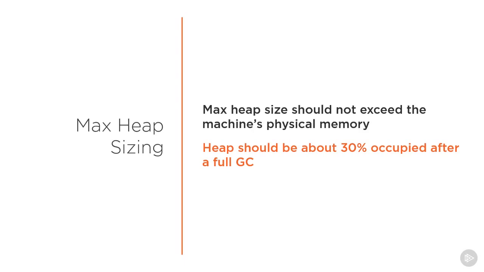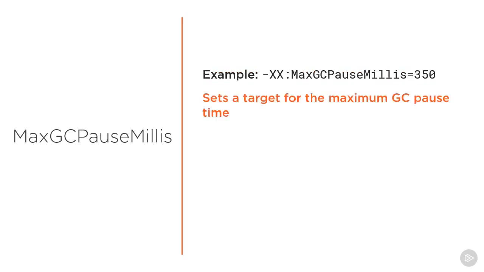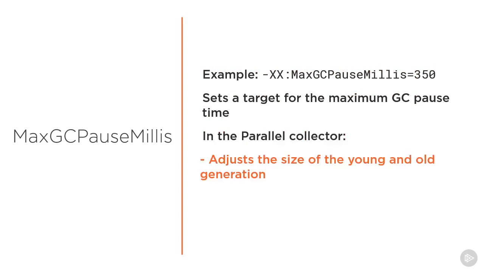JConsole or JCMD. If adaptive sizing is turned on, then you can use the MaxGCPauseMillis flag to tune GC behavior. This flag sets a target for the maximum GC pause time. When used with a parallel collector, the JVM will adjust the size of the young and old generations in order to try and meet the goal. It will then adjust the size of the heap so that the time spent in GC does not exceed a certain value, which by default is 1%.